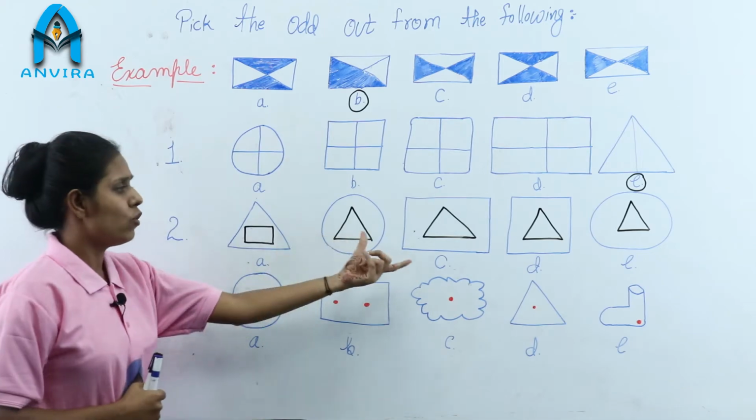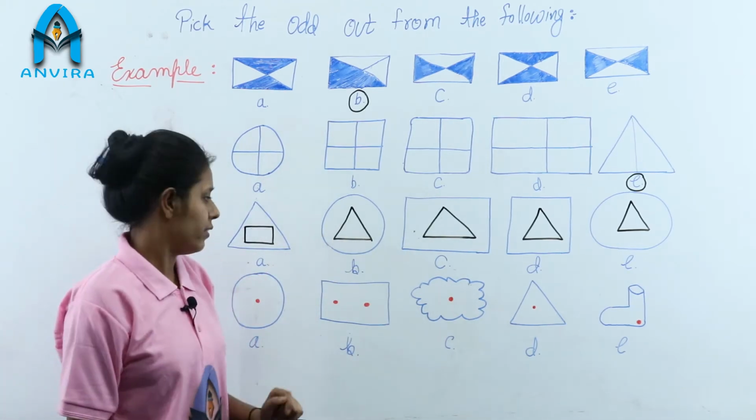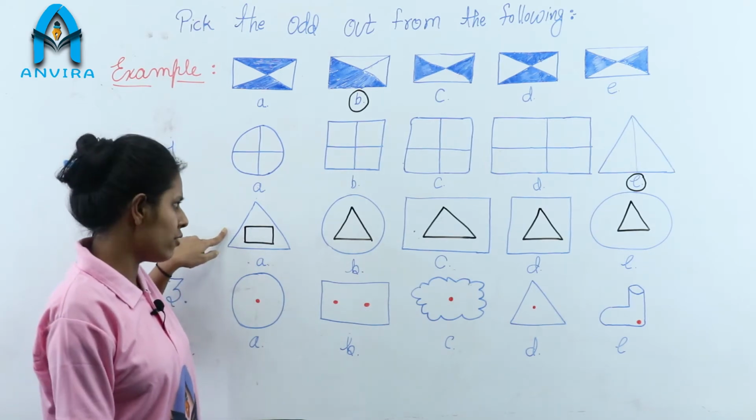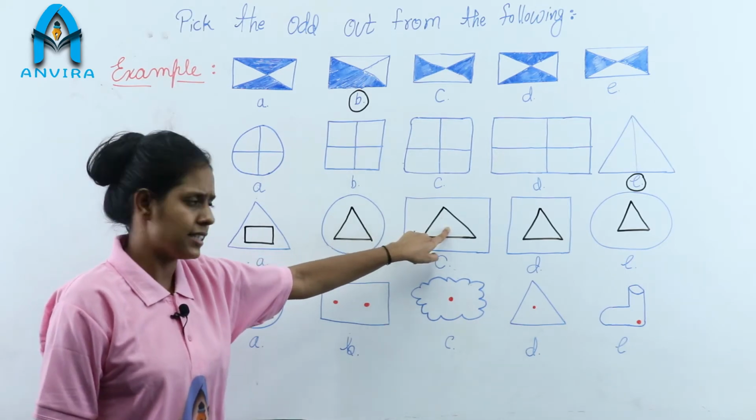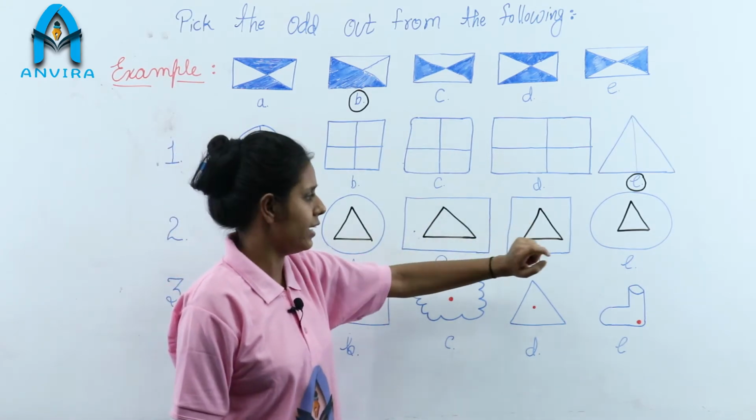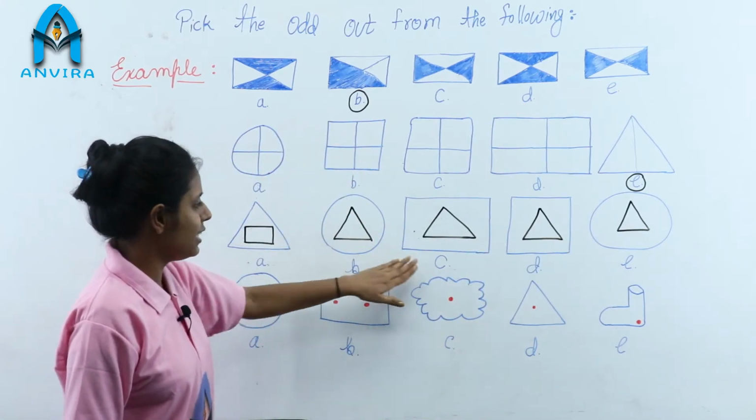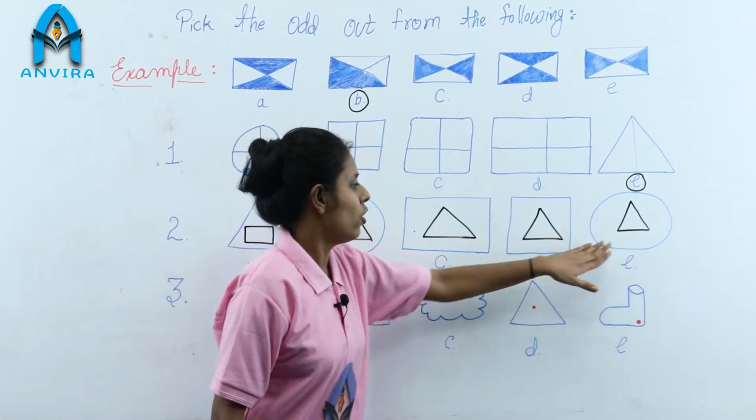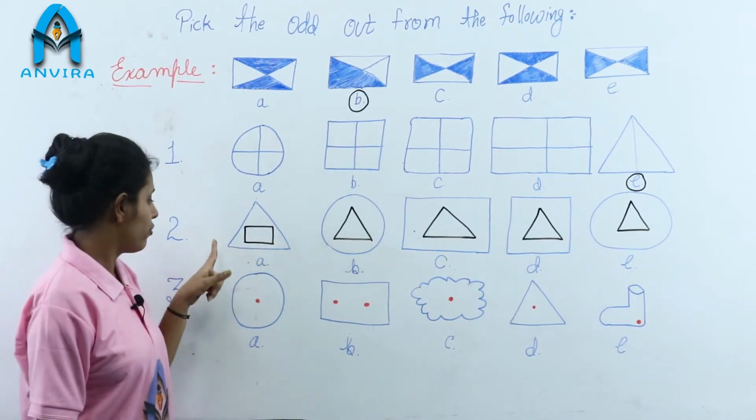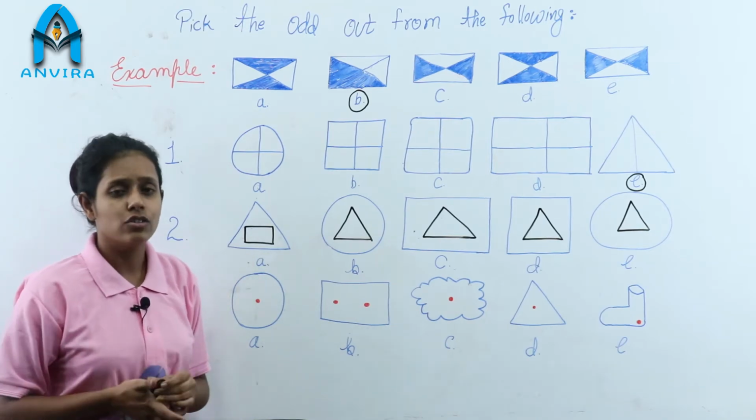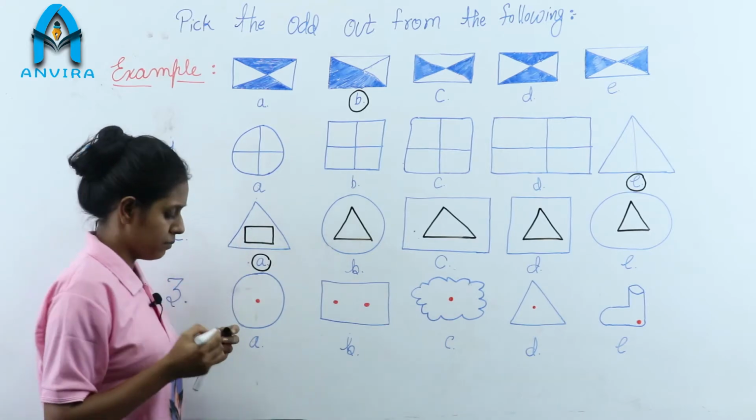Now observe all the options and find which is the different one. Triangle is outside. Triangle is inside. Triangle is inside. Triangle is inside. Triangle is inside. In options B, C, D and E, triangle is inside. But in option A, triangle is outside. So our correct option is option A.